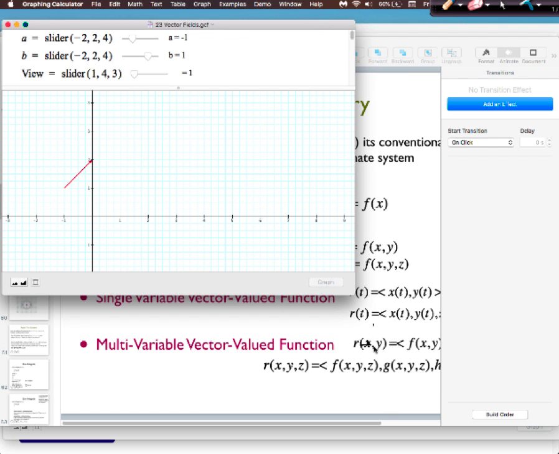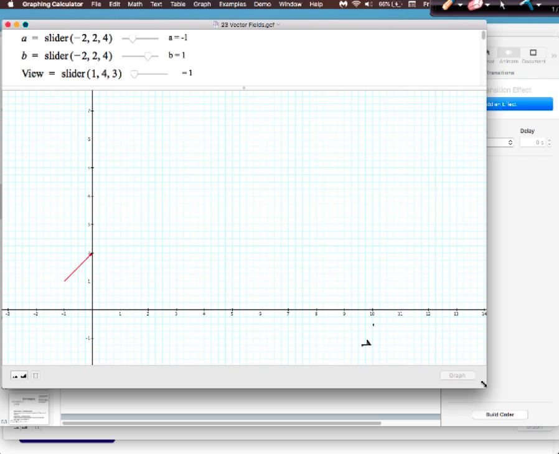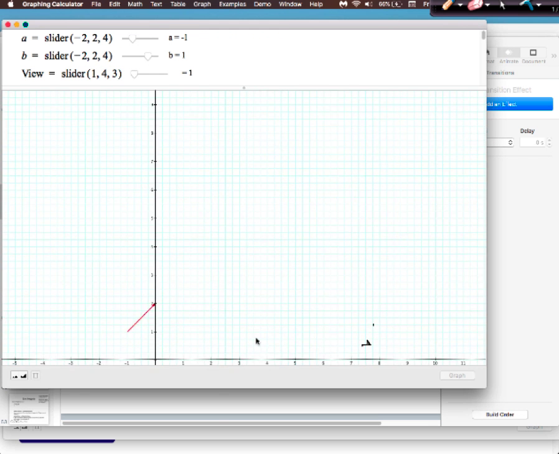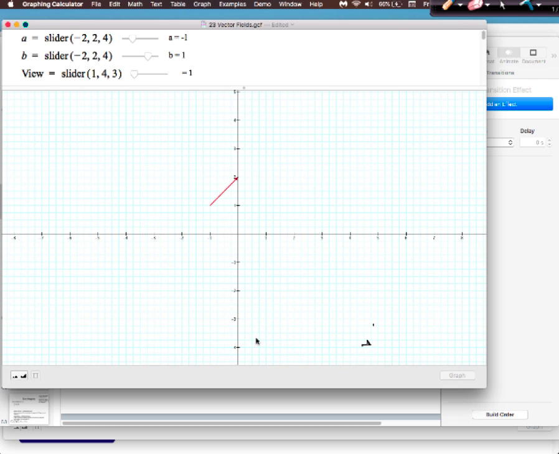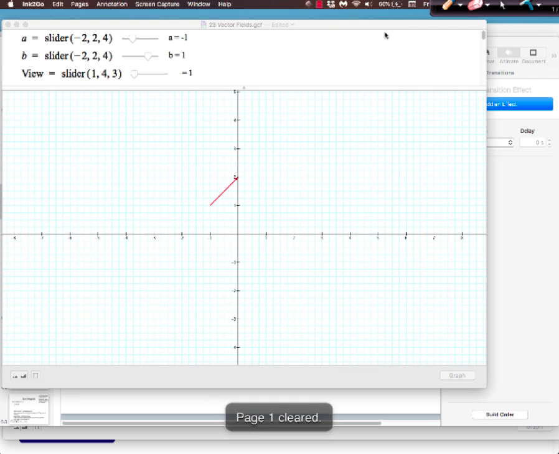So what does that mean? That means that input is location, right? Input is location in the plane. And output is a vector. So for instance, there's one of these multivariable vector valued functions. You don't know what it is, but we're going to figure it out.